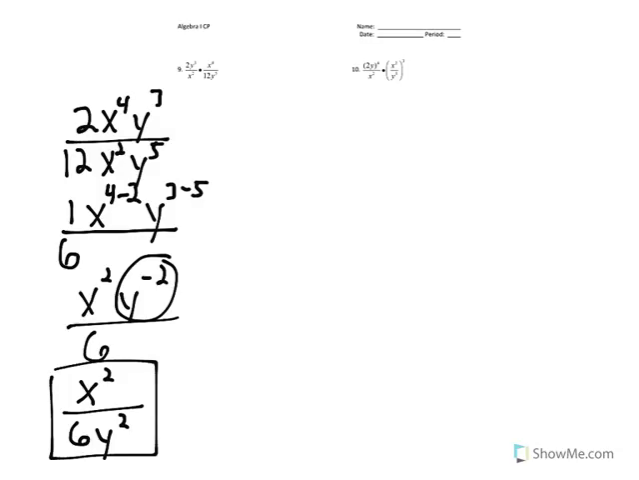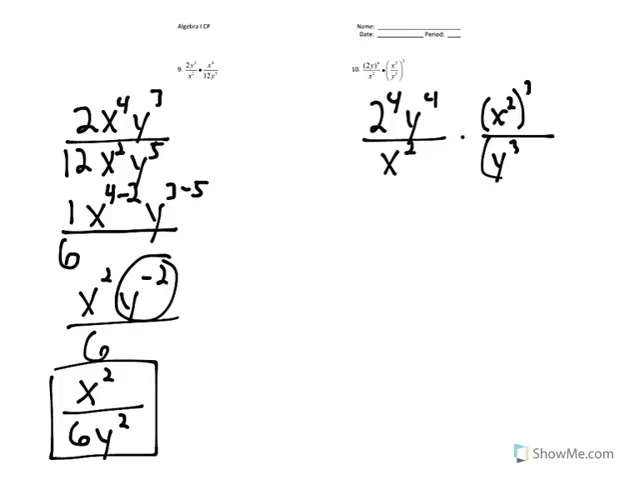Okay, we have a bunch of stuff going on here as well. So what I'm going to do is in the numerator of the first fraction, we have a power of a product. So I'm going to take the 2, raise it to the 4th power, take the y, raise it to the 4th power. Keep my denominator. Then the second fraction, I have a power of a quotient. So it is x squared cubed. And my denominator is y cubed cubed.